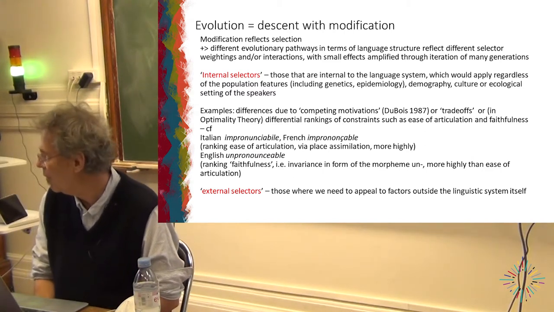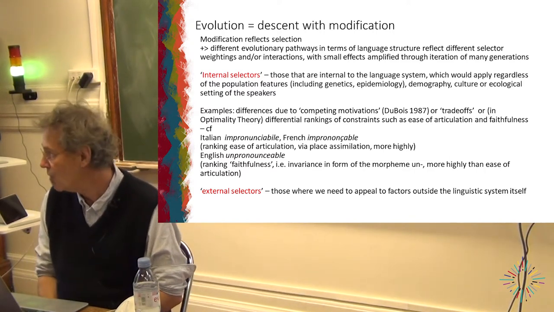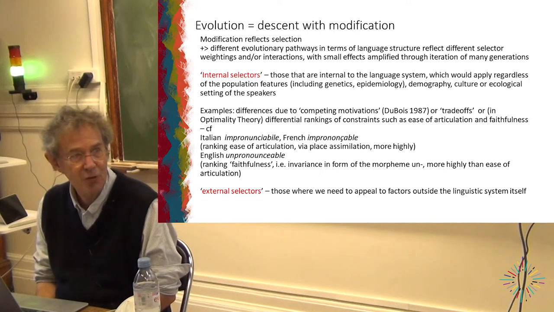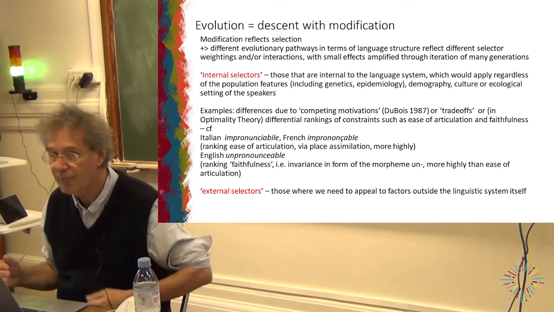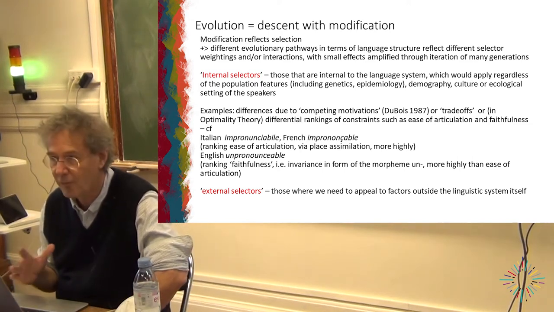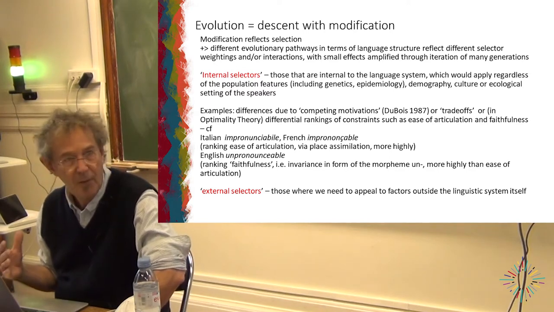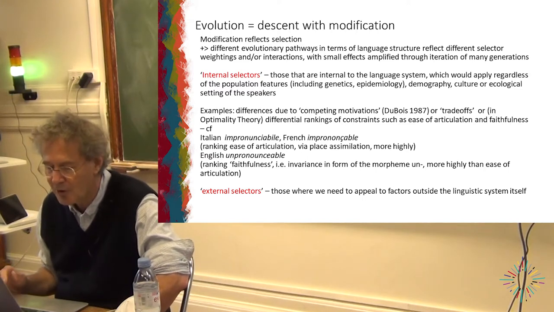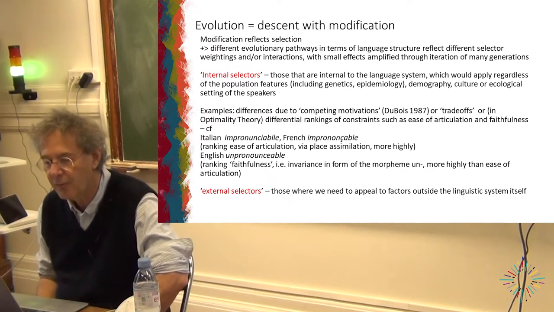So that's an example of the sort of thing that linguists have long seen as a source of linguistic variation, and I agree that it is. I'm going to be giving an example from reciprocals, which shows you that you can indeed take it a long way. I don't want to deny that this is a source of considerable diversity, because languages are complex systems. But on the other hand, I think we also have to look at what we can call external selectors, which appeal to factors outside the system itself.